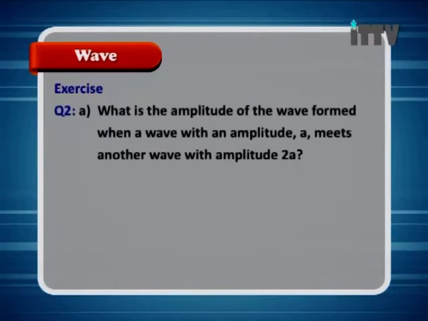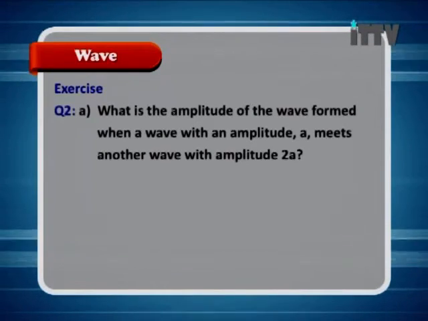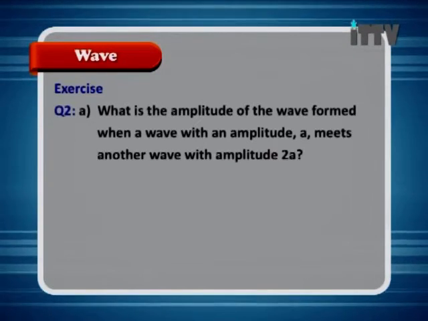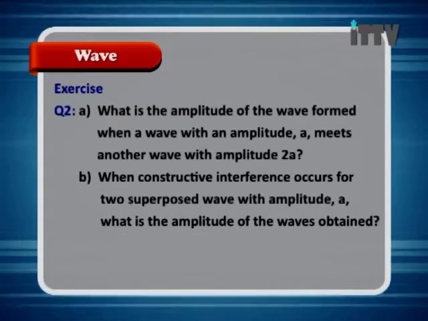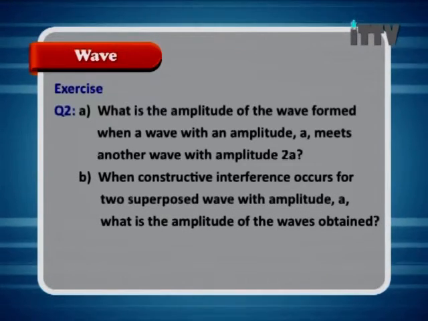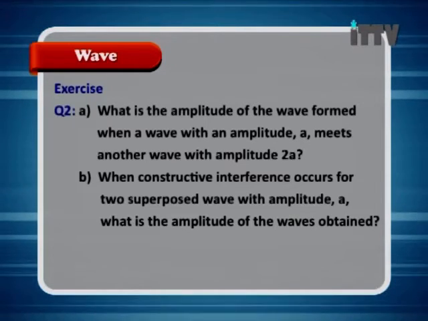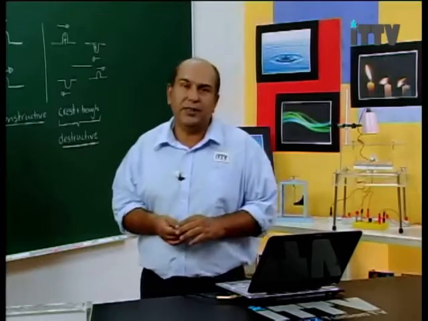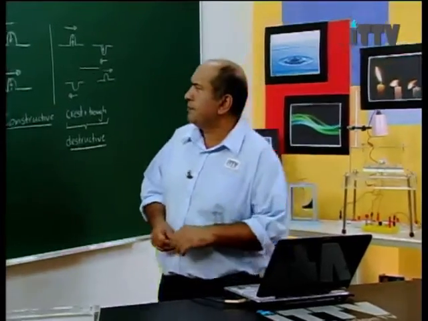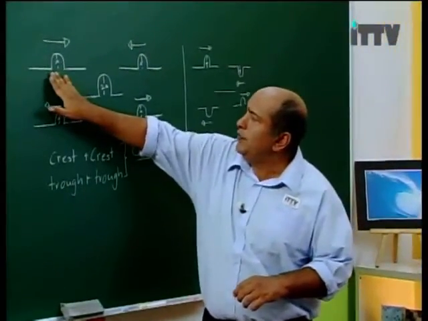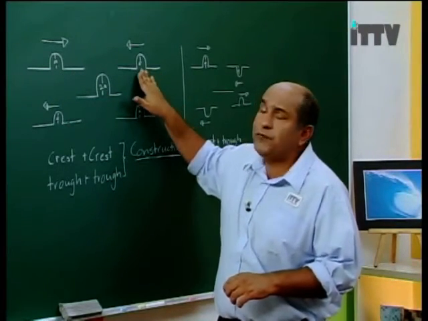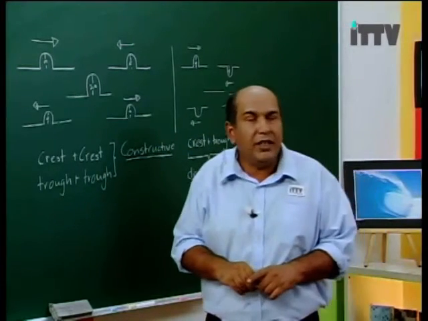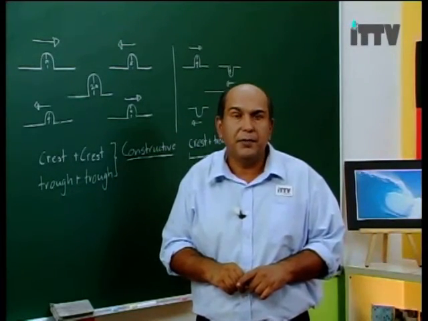Let's try another question. What is the amplitude of the wave formed when a wave with an amplitude A meets another wave with an amplitude 2A? When constructive interference occurs for two superposed waves with amplitude A, what is the amplitude of the waves obtained? So we've got two possible scenarios. First, A is moving towards another crest of 2A. What happens when A meets 2A? What will be your final amplitude?